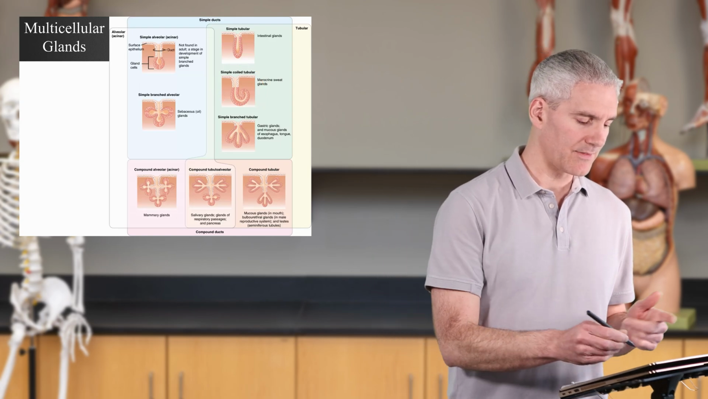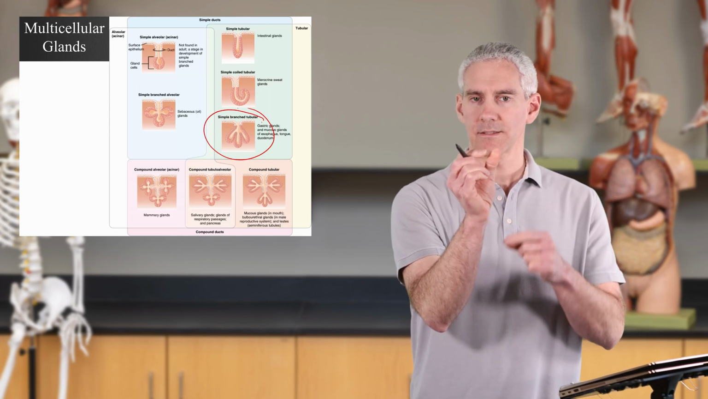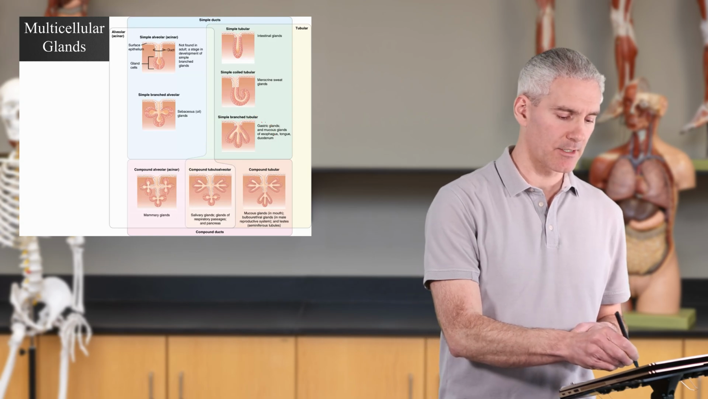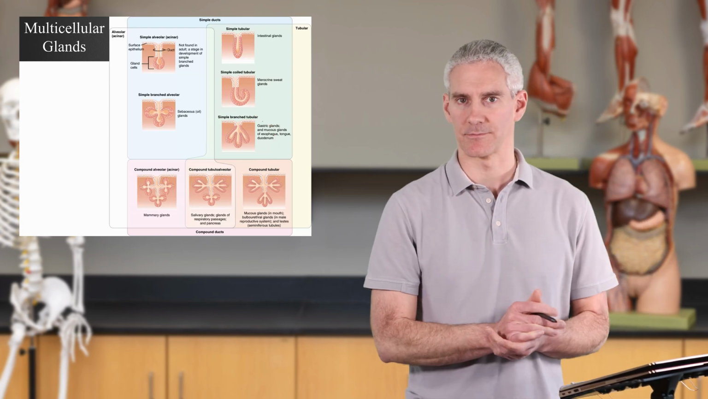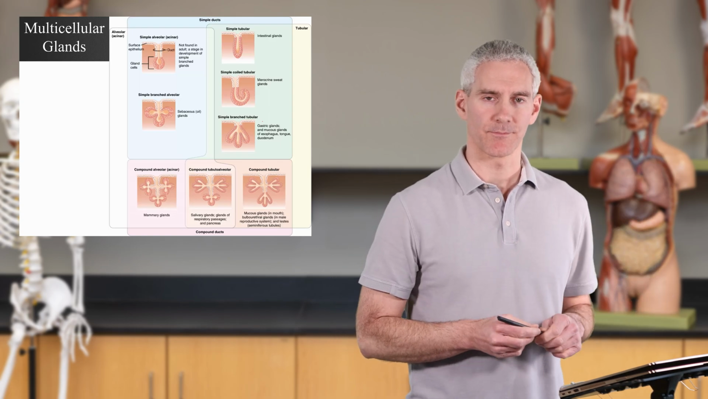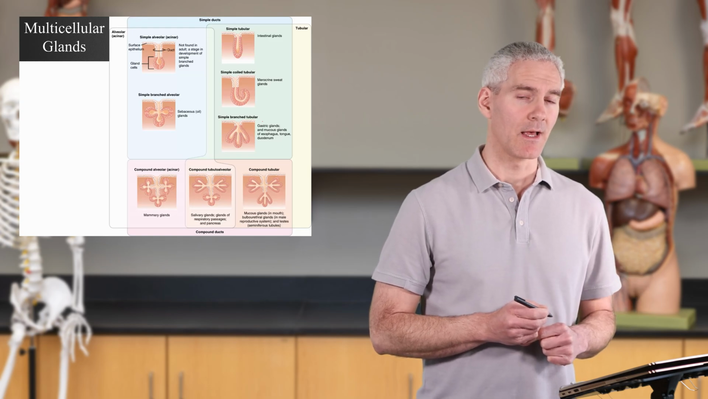Or we have, just like the alveolar, the simple branched. 1 inlet, then branches coming off. It's showing 3 branches here, but that could be 4 or 5, whatever. So the idea of simple. Simple is 1 there. The bottom part, you notice, has compound.